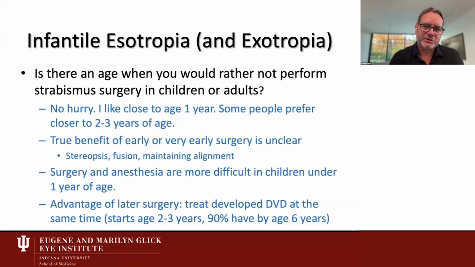Another advantage that comes up in terms of later surgery is that if you're operating when they're 2 or 3 years of age, a lot of times by then the DVD has started to develop. So if they've got DVD and inferior oblique overaction, then at this point you have the option of doing both the ET surgery and the DVD surgery at the same time. Versus if you operate at a year of age, you're fixing the ET usually, and then several years later, you're looking at a second surgery to fix the DVD. So pluses and minuses to both. The bottom line is you do what's safe, because the visual benefits are going to be limited.